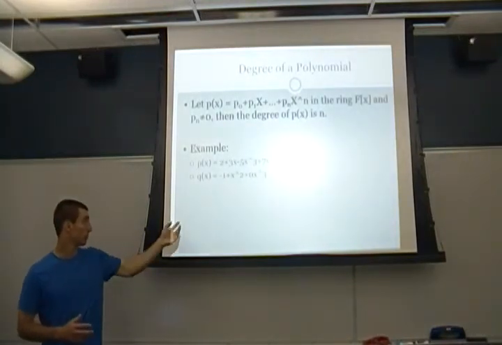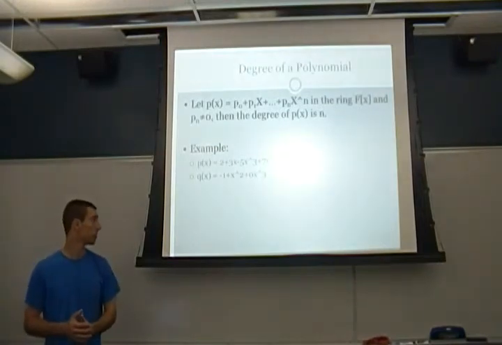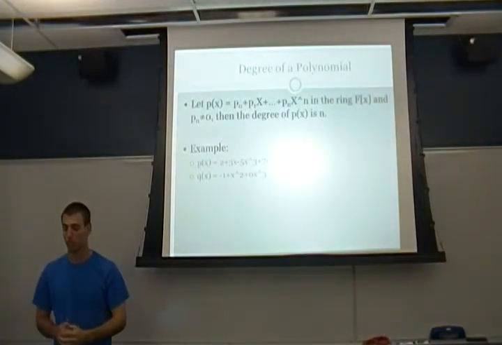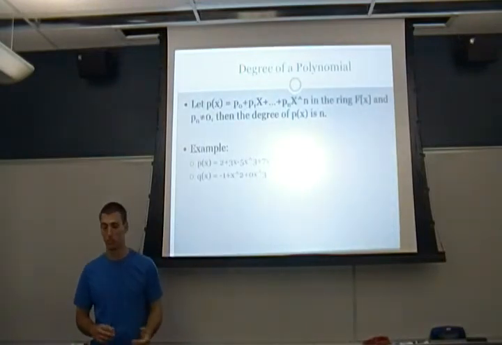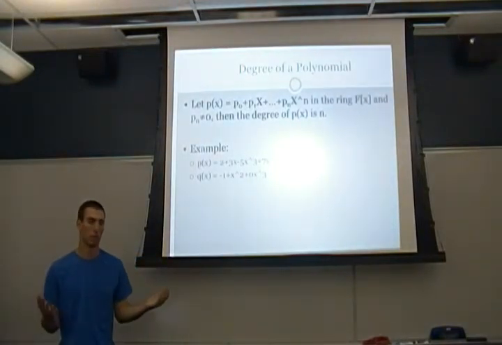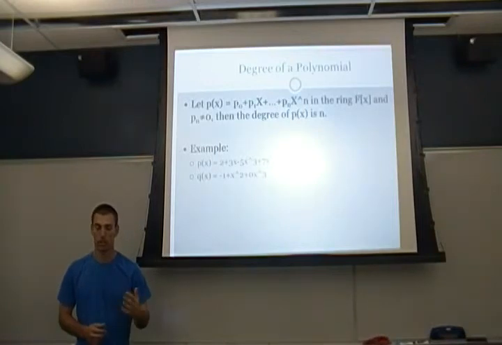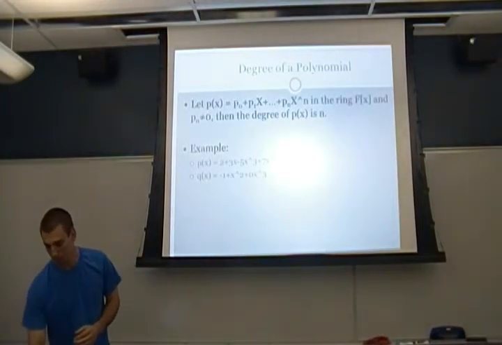And this bottom example, Q of x, where it equals negative 1 plus x squared plus 0x cubed, the degree of that polynomial is 2, because the leading coefficient 0 goes away. So x squared is the one that stays.